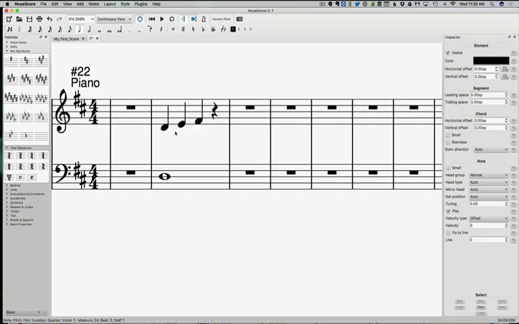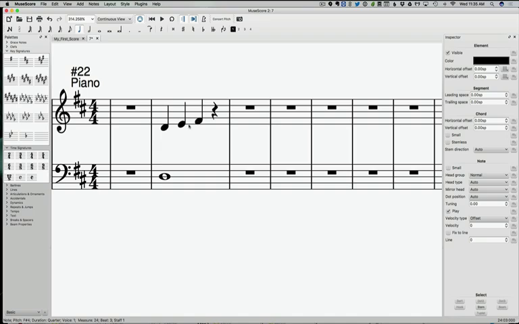So passing tone. This is a consonant. This is a D to a D. This is a D to an F sharp here. A third, another consonant. This is a D to an E. That's a second. That's a dissonance. But we just pass through it. That's a passing tone. That's okay.